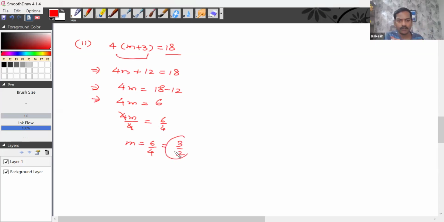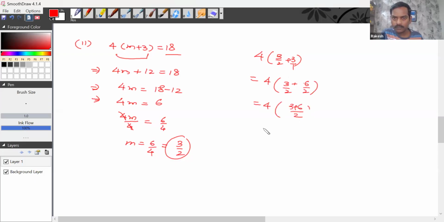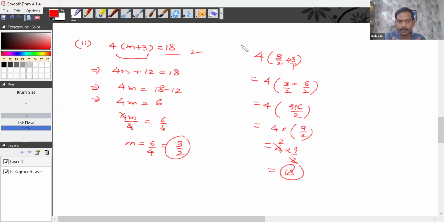And you can check. If you put the value of m equal to 3 by 2 here, what do I get? 4 times 3 by 2 plus 3, right? Here we can say that 3 by 2 plus 3, we have to multiply, here it is 1 now, both numerator and denominator by 2, so it will become 6 by 2. So that both have the same denominator, we can quickly add them, so it will become 3 plus 6 divided by 2, right? That is 9 divided by 2, or 4 into 9 by 2. So this will go by 2 times, 2 into 9 is 18, which is nothing but the RHS, right?